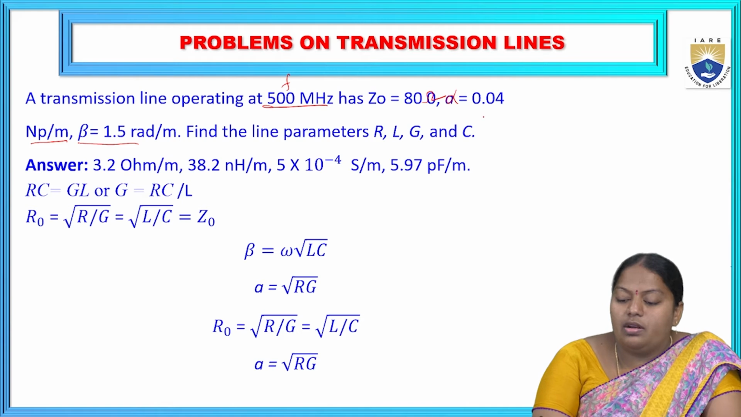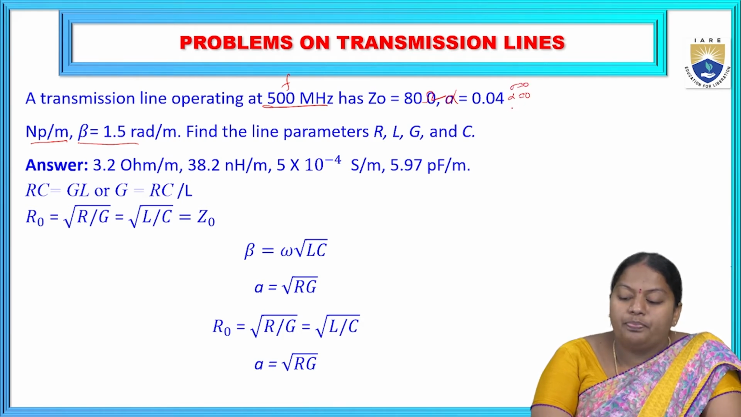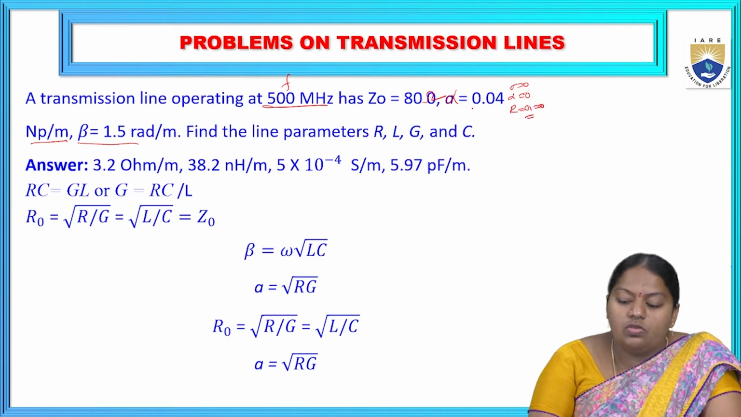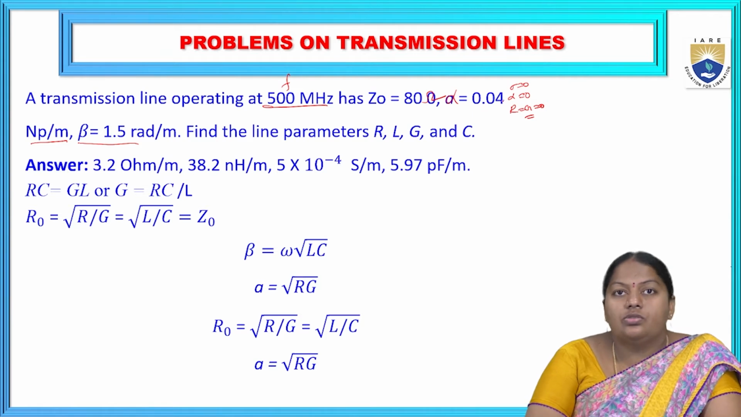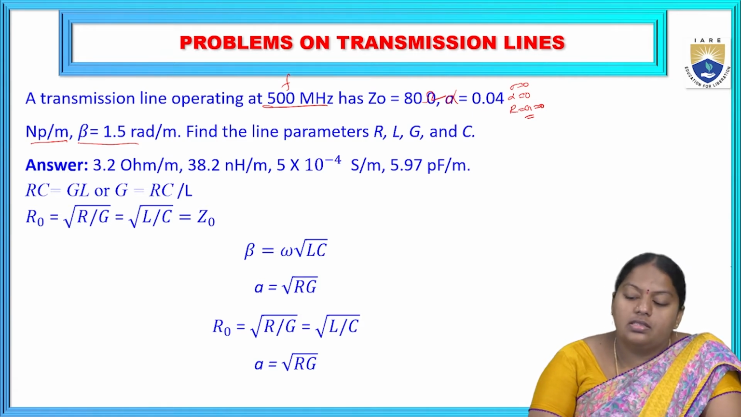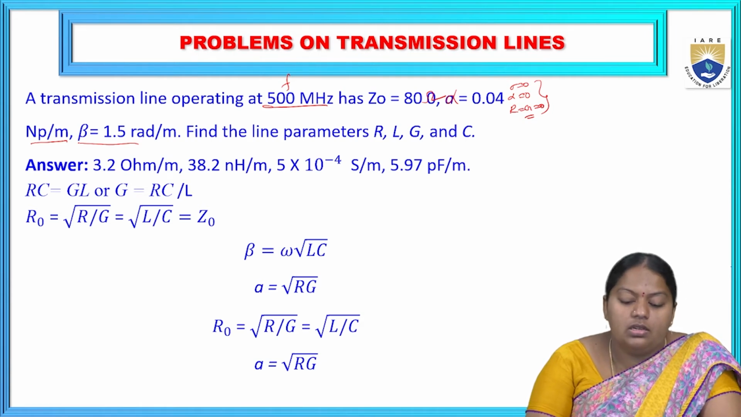There we have assumed for a lossless line sigma equal to 0, then alpha equal to 0, then R and G values must be 0. Now here, along with the attenuation constant alpha, beta is also given. This is the case, this is not applicable. Now we will solve it in a different way.